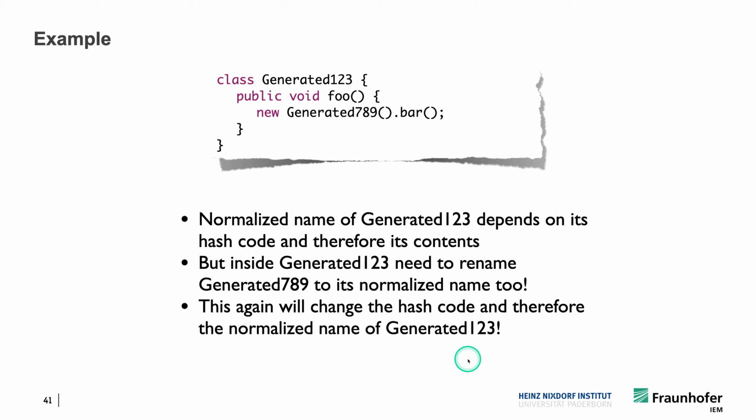So let me show you a simplified example where you have no such circular dependency. So here the normalized name of this class depends on its hash code and therefore its contents, but this is actually referring to this other generated class, and this exists, unfortunately, right? So there are generated classes that have references to other generated classes. And so if we normalize this class here, then this will change the reference to this class within this class, right? And therefore also the name that is hashed for this particular class here.